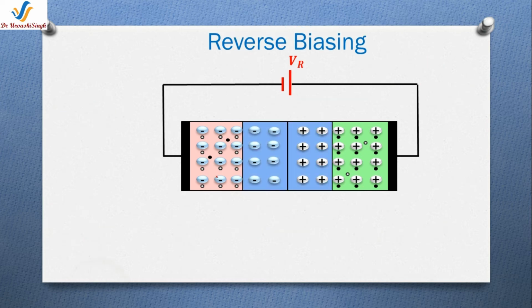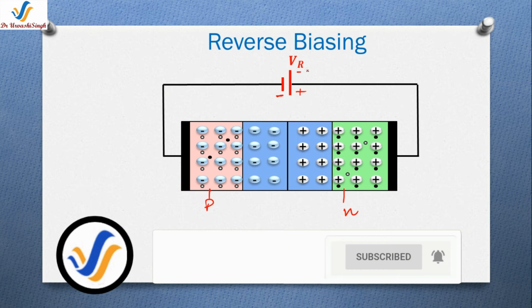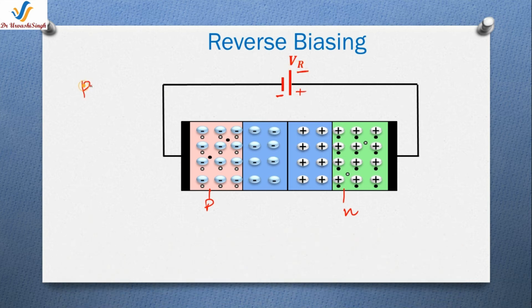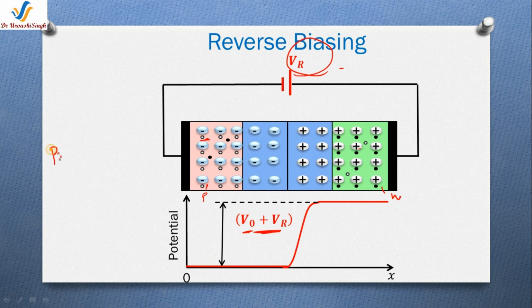In reverse biasing, the P terminal is connected to the negative and the N terminal is connected to the positive of the externally applied voltage, that is VR. So P is connected to negative and N is connected to positive, just reverse. This externally applied reverse bias voltage gets added to the barrier voltage at equilibrium. So this is the effective barrier voltage at reverse biasing, which affects the movement of holes from P to N side and electrons from N to P side. Here the barrier voltage is increased.